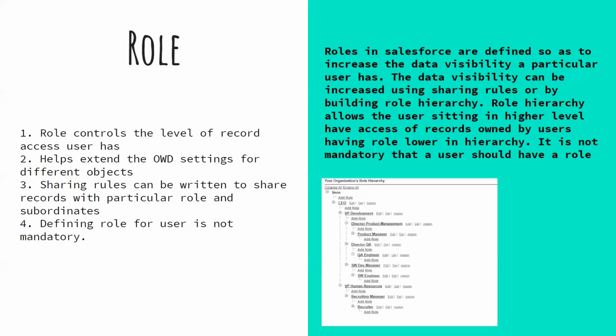A few points to remember about roles. Roles control the level of record access a user has. They help to extend the OWD setting for different objects. If you don't know about OWD, it is discussed in the next video. Sharing rules can be written to share a record with a particular role and subordinates.